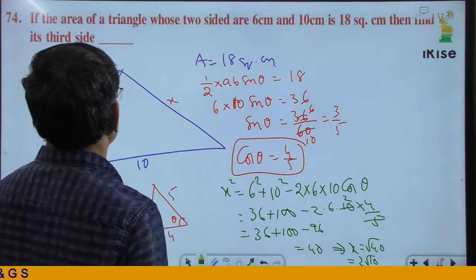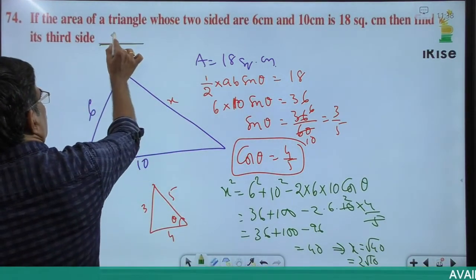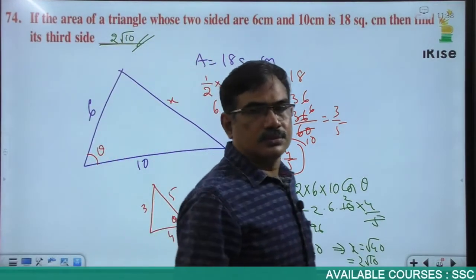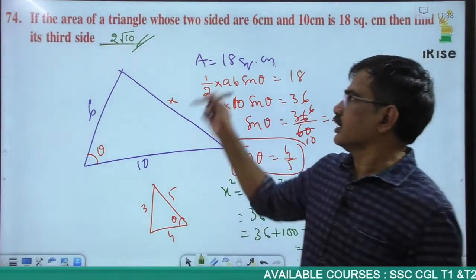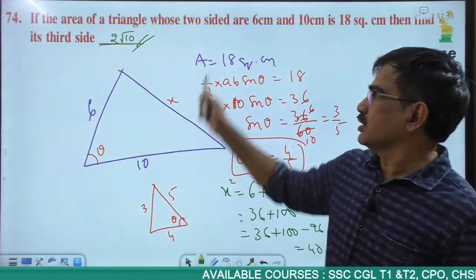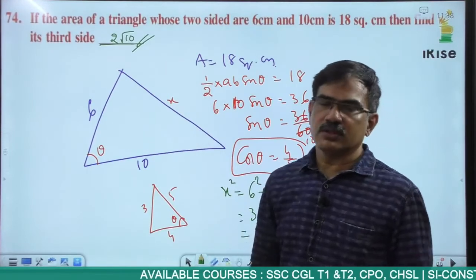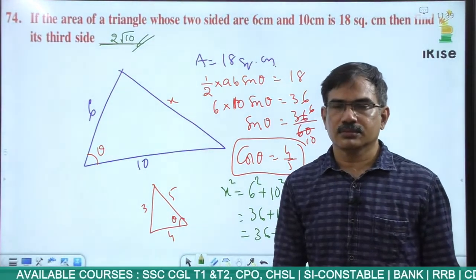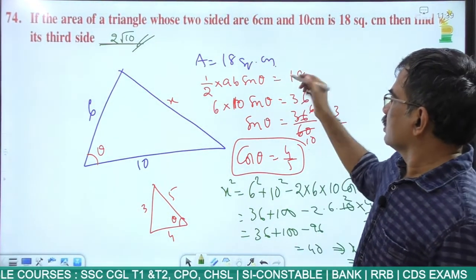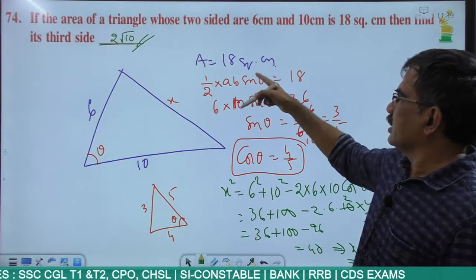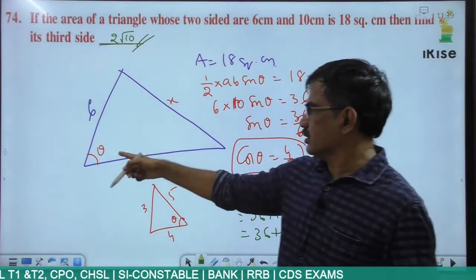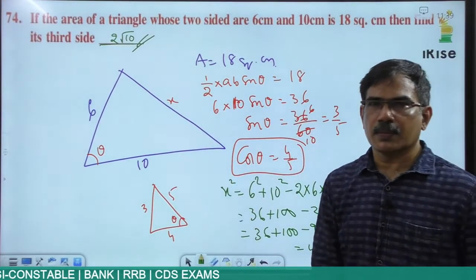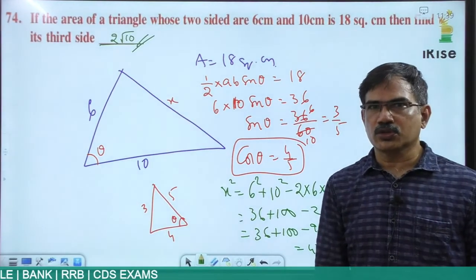So here options are not given, only a dash is given. So I want to write this as 2 root 10 is the answer. The answer is 2 root 10. Generally in the questions we have options, but this question does not have options, no problem. The answer is 2 root 10. You have to know the method. So this is the reverse of the previous question. Find the area. Sorry, equate it to the area, we get the angle. After getting the angle we get the third side. Shall we go to the next question?